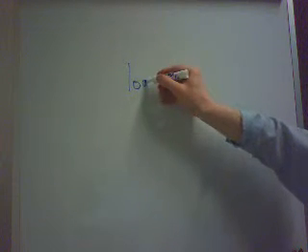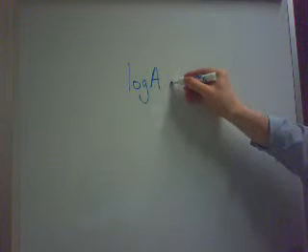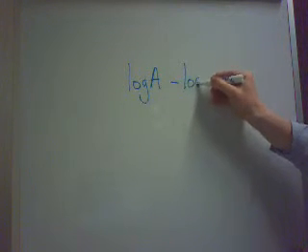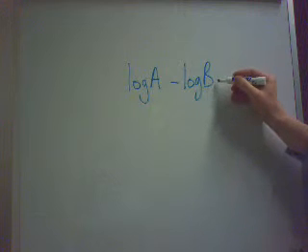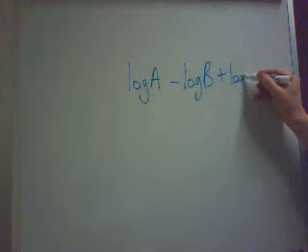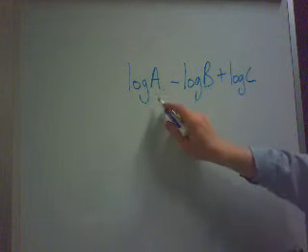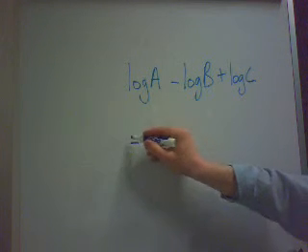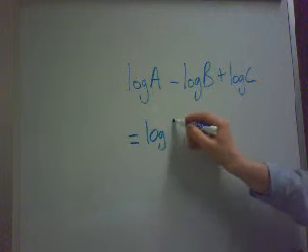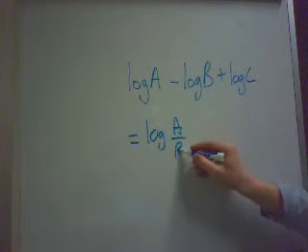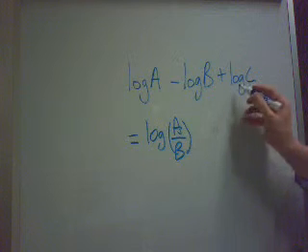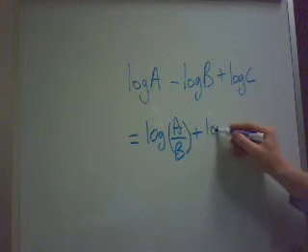Next question, we're asked to simplify log a minus log b plus log c. We could use 2 log laws here. Combine log a minus log b, that's going to give us log a upon b, and we still have the plus log c.